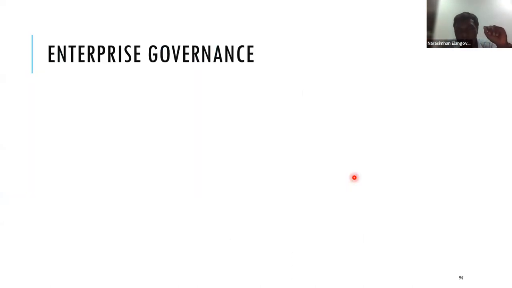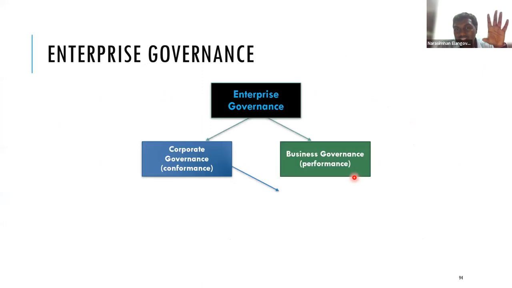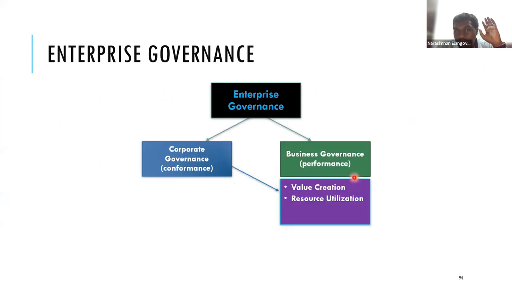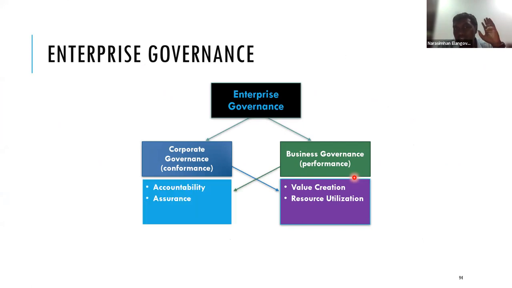So in this concept of governance, you have a concept called enterprise governance, and it consists of two things. The first one is called corporate governance, right? The second is called business governance. Corporate governance is bringing in that accountability and an assurance that everything is right. Business governance is more of profit, value creation, effective utilization of resources. Both of them have interdependency, right?